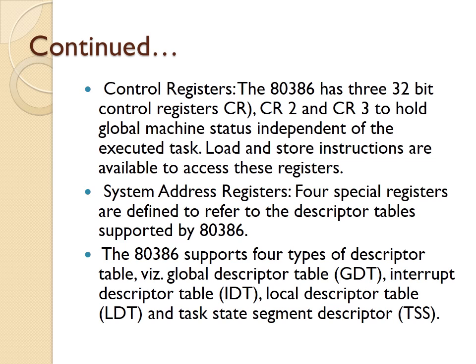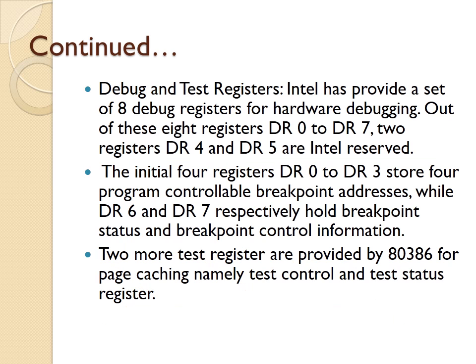Control registers. The 80386 has 3 32-bit control registers, CR0, CR2 and CR3, to hold global machine status independent of the executed task. Load and store instructions are available to access these registers. System address registers. 4 special registers are defined to refer to the descriptor tables supported by 80386. The 80386 supports 4 types of descriptor table, that is global descriptor table, interrupt descriptor table, local descriptor table and task state segment descriptor table.